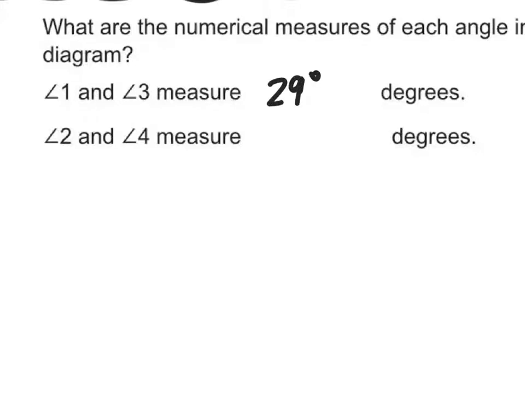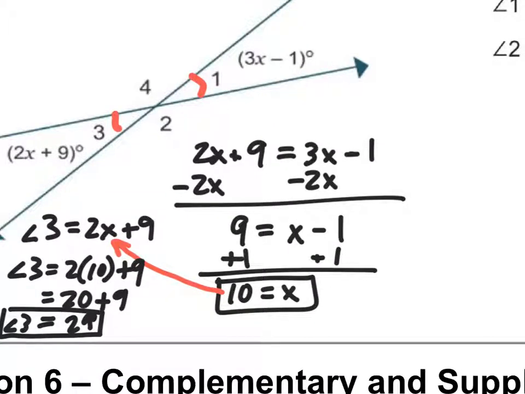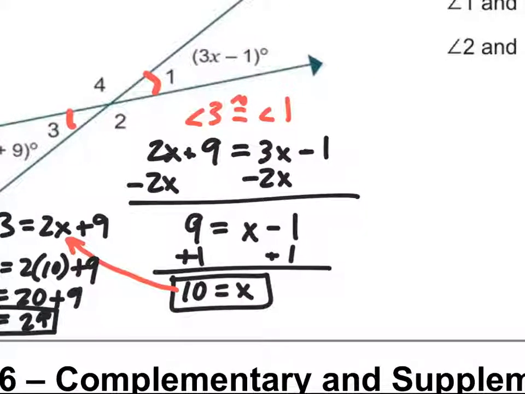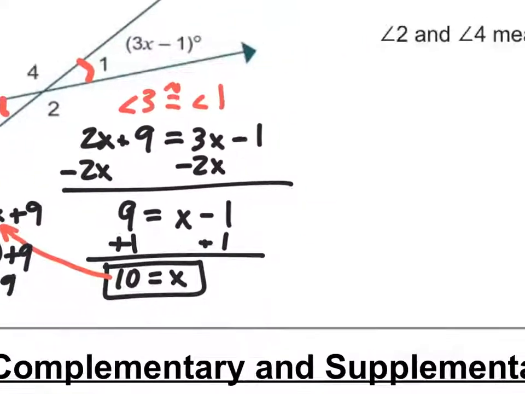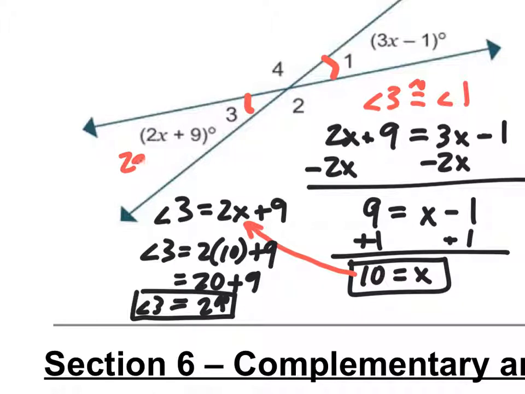So from here, guys, we knew that angle 3 is congruent to angle 1. If those are congruent, then their measures are equal, and so we were able to set up this equation. Now here's the other thing. We know that angle 3 is 29 degrees, so I'm going to write that in here. Then we can find out what angle 2 is.